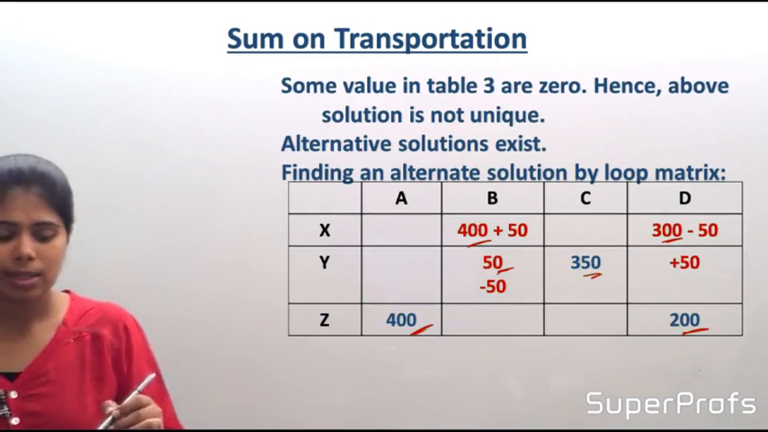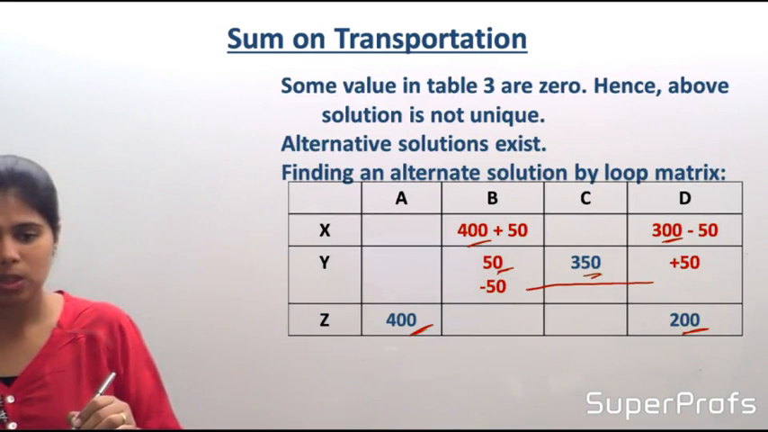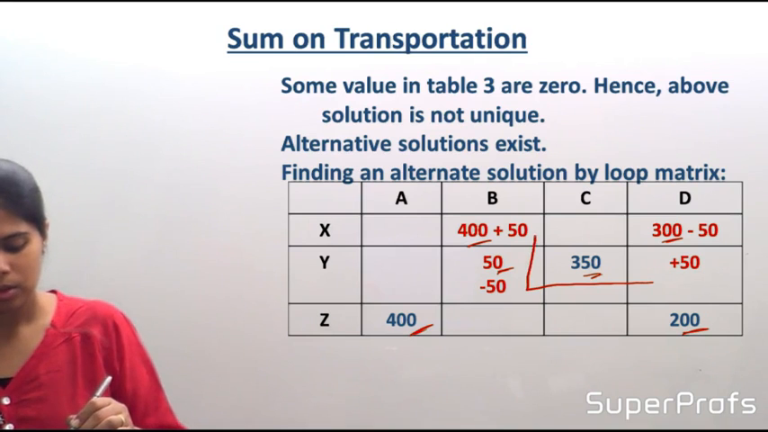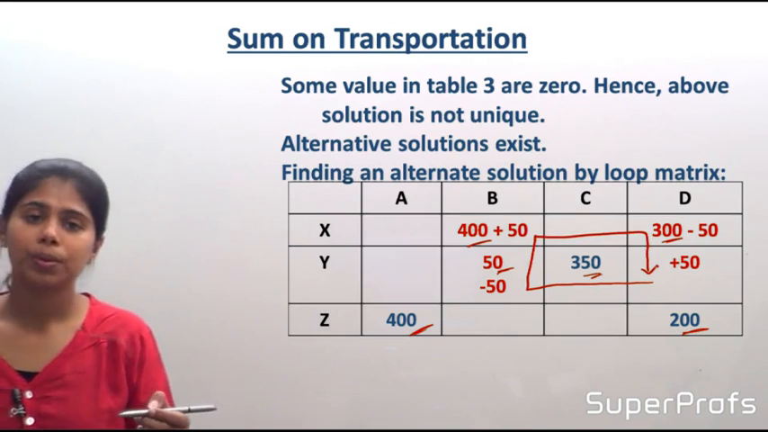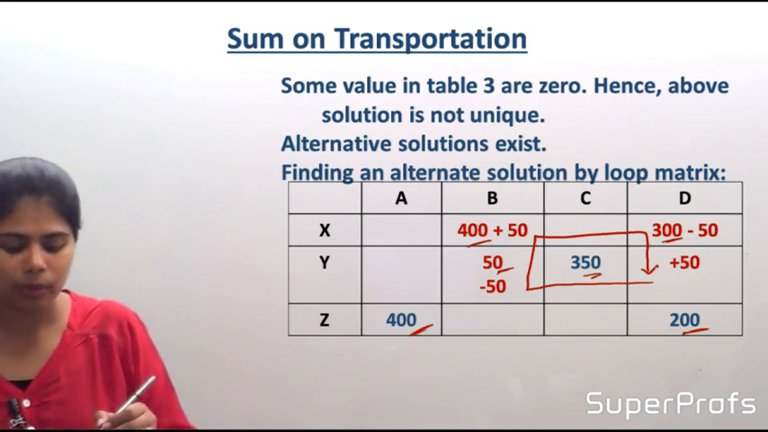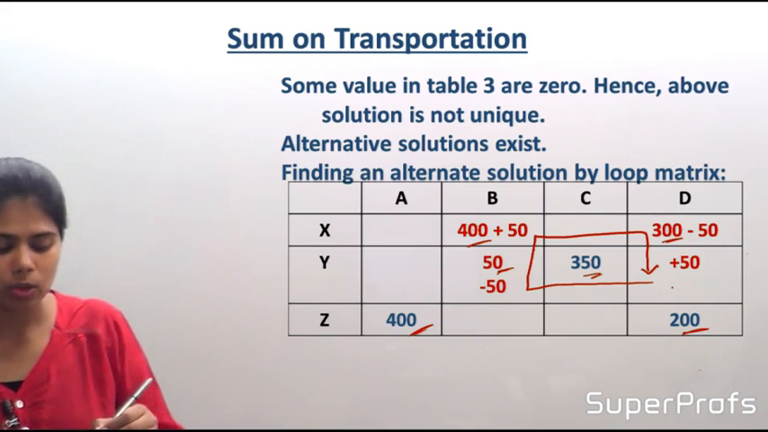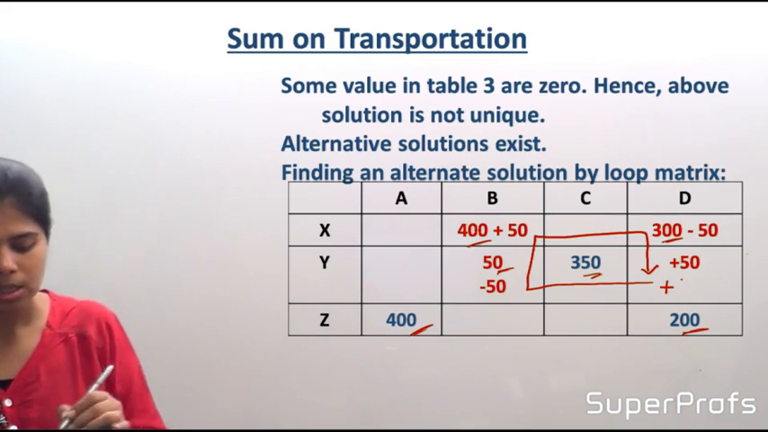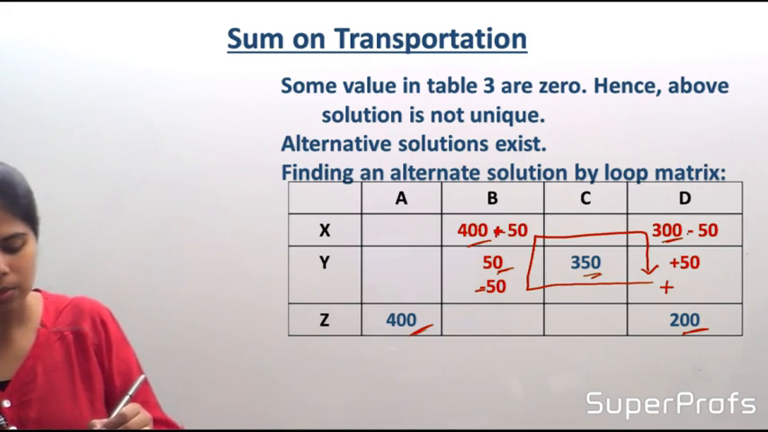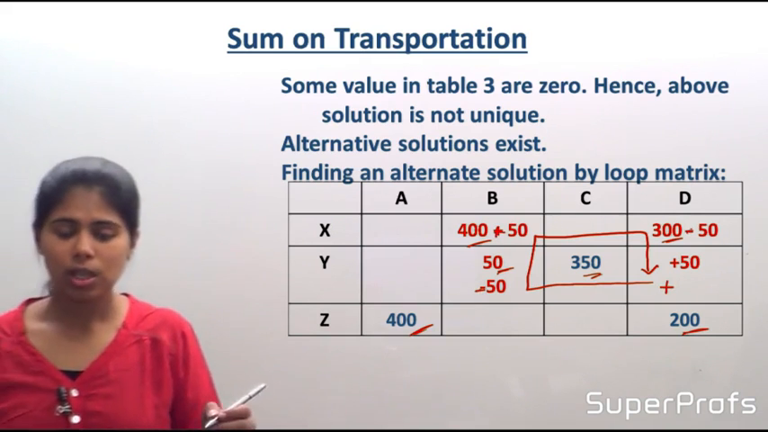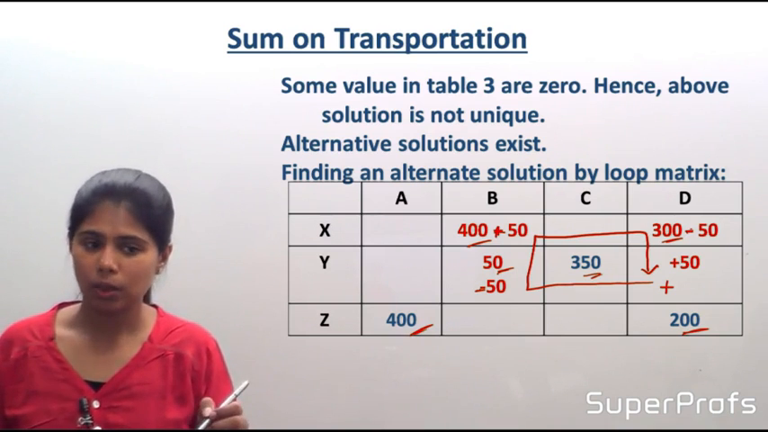From here I will start the loop and I will turn my loop at the places where I had allocated. So these were my allocations. This is my loop. Now at the corners of the loop, I am going to write plus and minus alternatively. I have to write a plus where I have to allocate. So this becomes a plus, this becomes a minus, this becomes a plus, and this becomes a minus, right? So these are the pluses and the minuses that I write at the corners of the allocations.